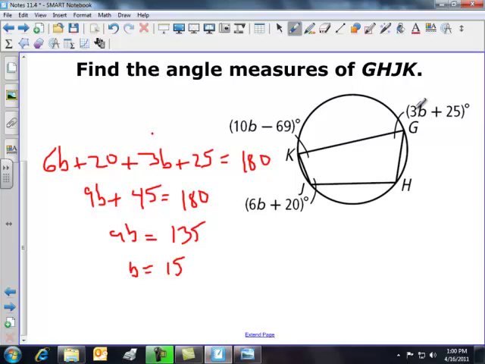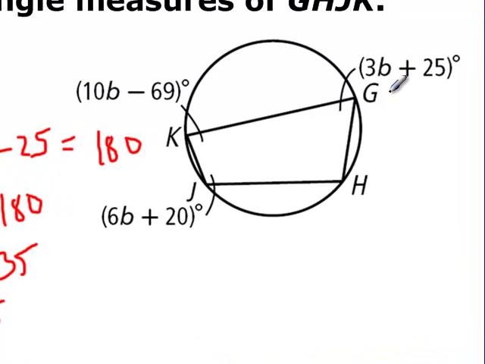So to find all these values here, if I plug 15 into this angle, angle G, then I would get 45 plus 25, which will be 70. Right? Because if we plug 3 into here, then that gives us 45 here. We're going to add that to 25, so that will give us an angle here of 70 degrees. Now, once that's 70 degrees, we know that this must be 110 because those two are supplementary.